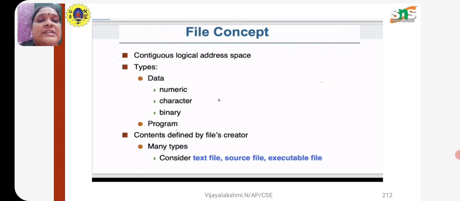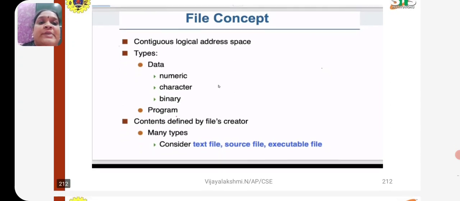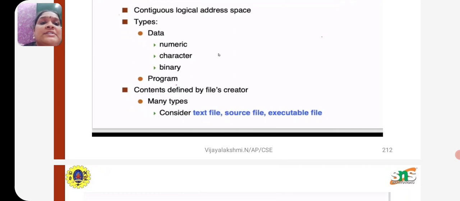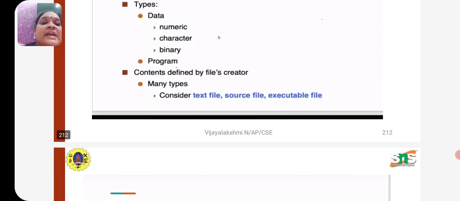First of all, we will see the definition now. A file, as we already know, has a contiguous logical address space, and a file can be of any type. It may be data or it can be a program. If it is data, we have numeric type, character type, and binary type, and contents defined by the creator, who is named as the user. We can have many types of file, as I said before: a text file, source file, executable file, etc.